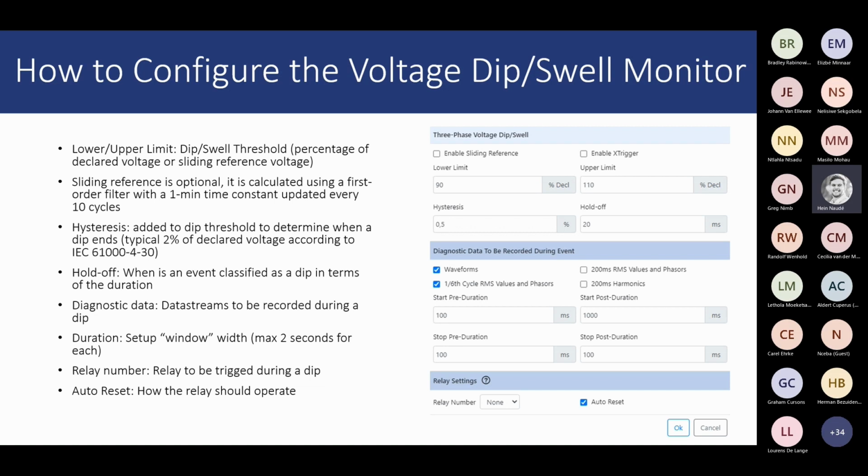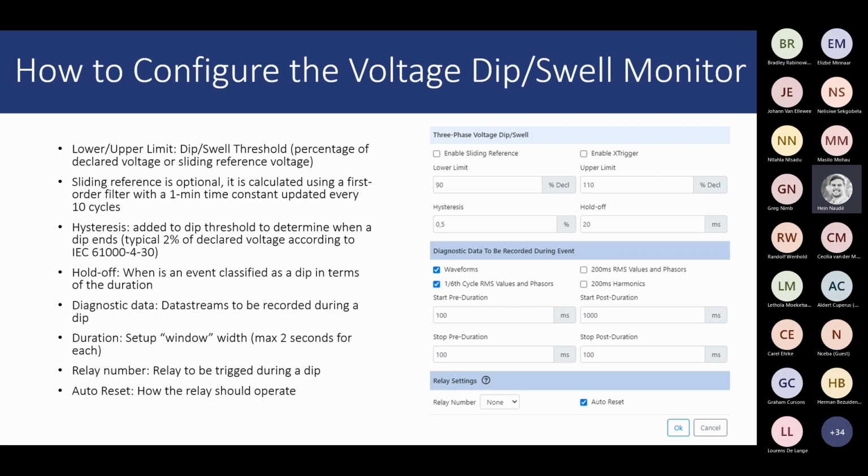Okay, then the hold off period. This is a period where the voltage needs to go below the lower limit for longer than the period that you set here before it's classified as a three-phase voltage dip or swell. In this case, as from the standard, that's 20 milliseconds. So when it's longer than 20 milliseconds, then it's classified as a voltage dip or swell. Otherwise, it's either a spike or a voltage transient.